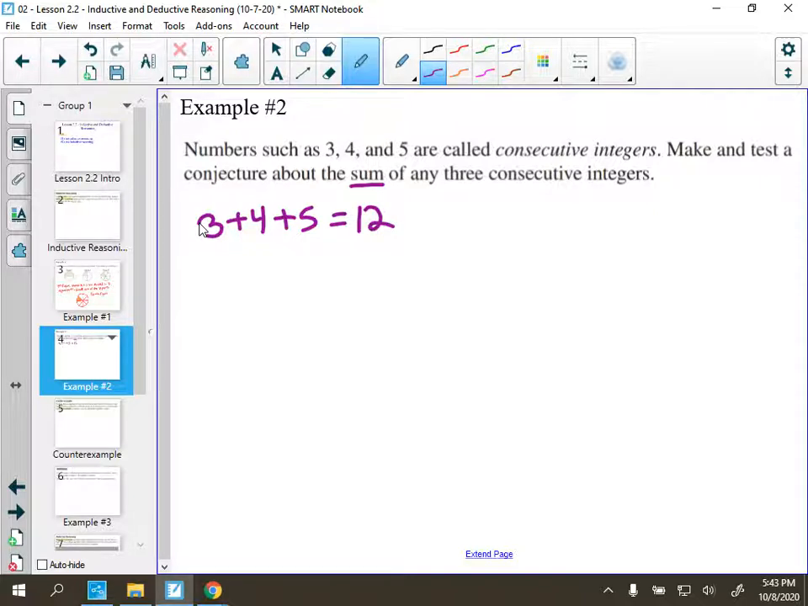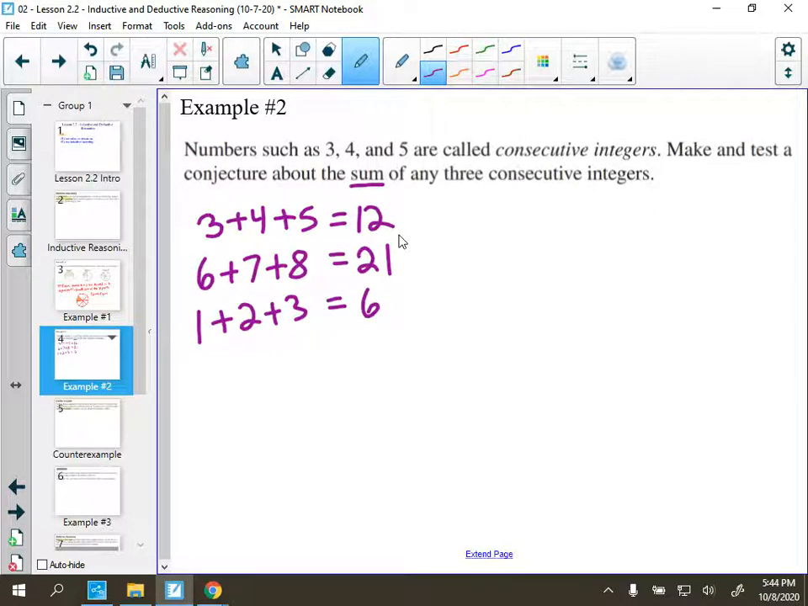All right, so I think one example alone doesn't really illustrate much to me. I see 3 plus 4 plus 5 equals 12. That's just a fact. We need to kind of expand our list here. Let's look at some other numbers. So 6 plus 7 plus 8, we're talking about 21 there. What about 1 plus 2 plus 3 equals 6?